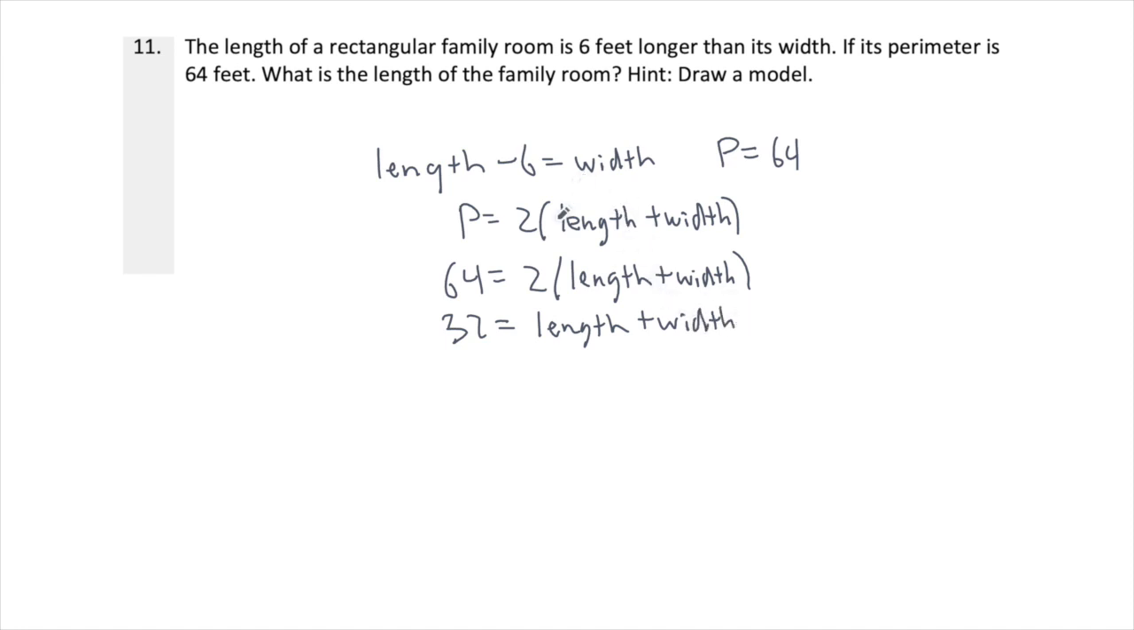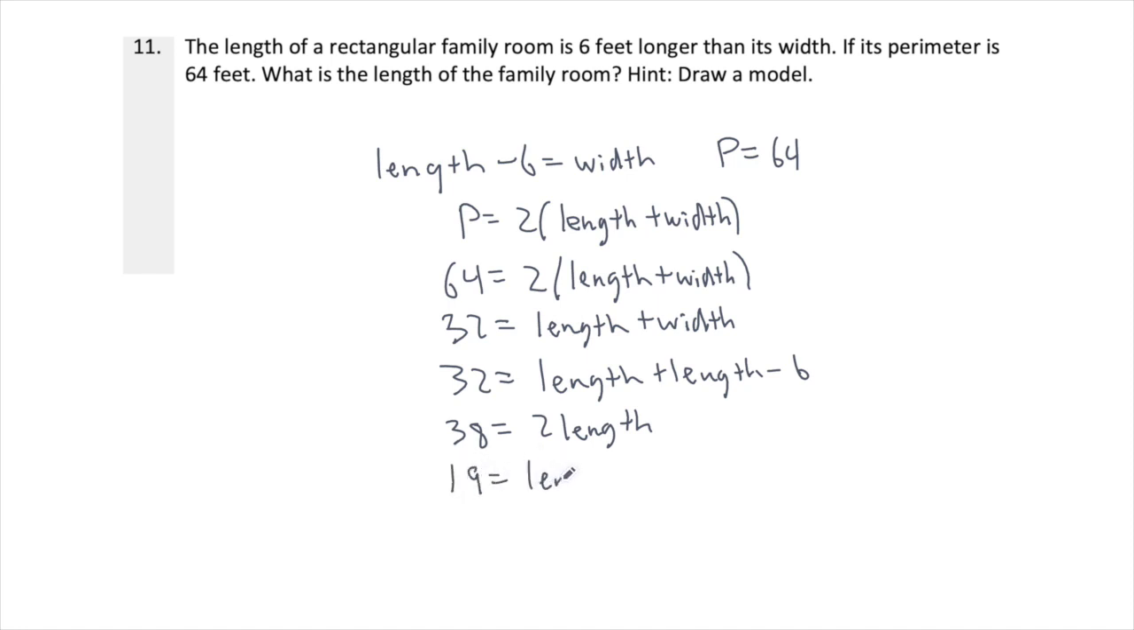Since we know that width is equal to length minus 6, we can substitute length minus 6 in for width. So our new equation would be 32 is equal to length plus length minus 6. We can add 6 to both sides, so our new equation is 38 is equal to 2 times length. We can divide both sides by 2, and we get that 19 is equal to length. So the answer to this problem is 19 feet.